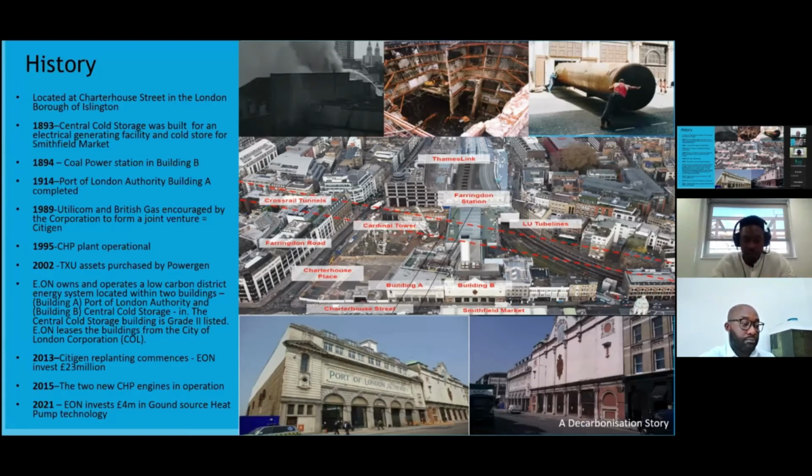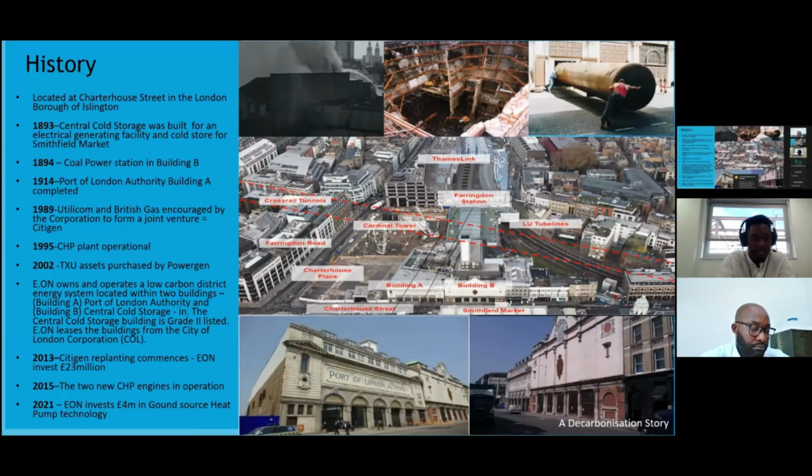You can see at the bottom of the screen there are two pictures. There's the Port of London Authority building, which was built in 1914, and the building on the right, which is named the cold storage, but it was actually a coal power station in 1894. So the history of this site goes from Victorian times to 2021. And in those periods, it's experienced a change in technology.